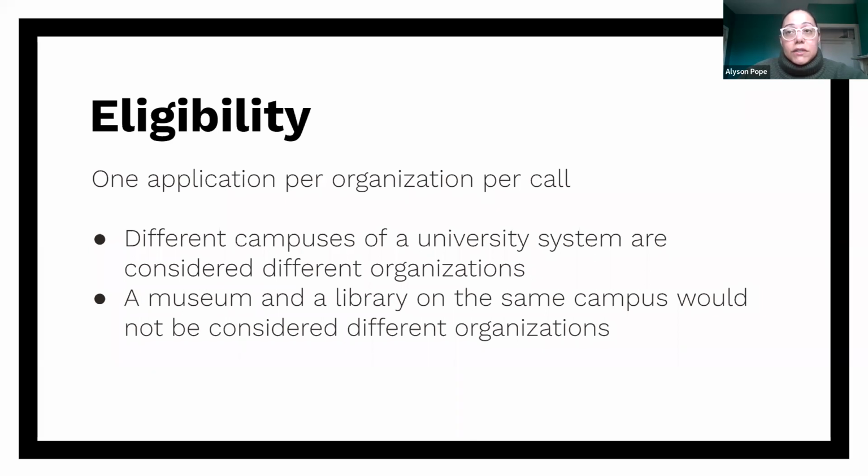However, one of these universities would not be able to submit two applications from different schools or departments within the institution, such as one from the School of Law and one from the School of Engineering, or one from a campus library and one from a campus museum. Similar distinctions apply for national libraries and archives.